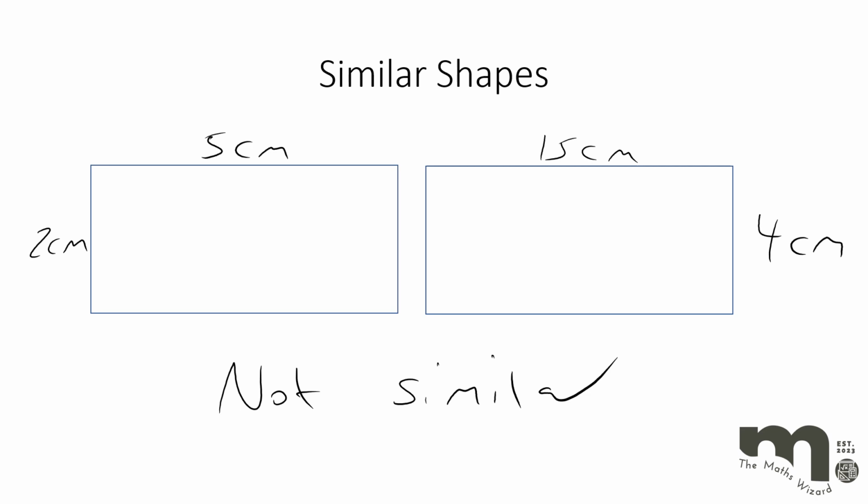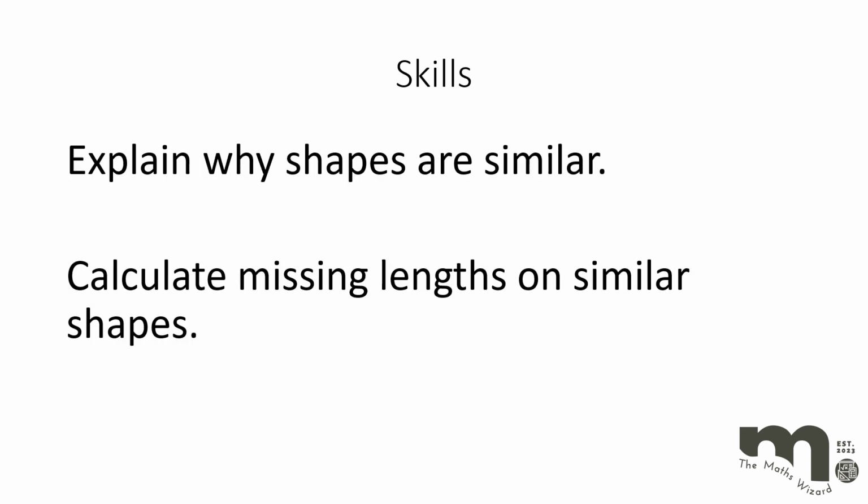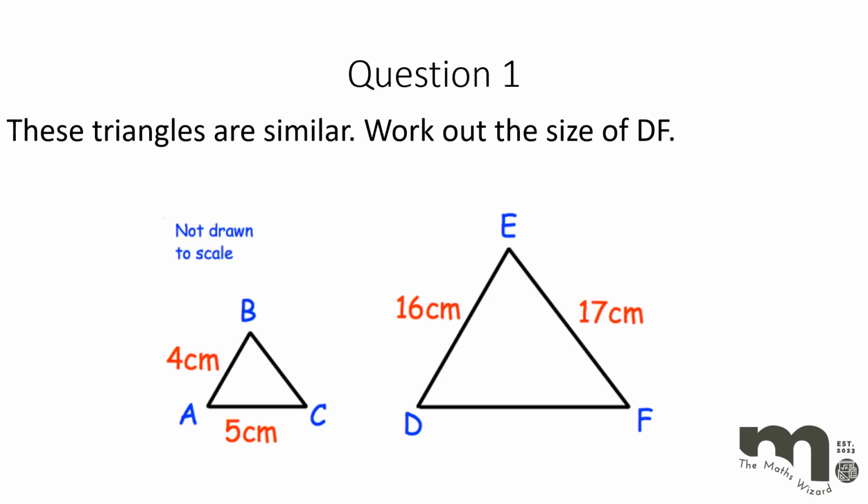Okay, right. So we're going to move on now to calculate some missing lengths on similar shapes. Let's have a look at some examples. These two triangles are similar here. All I would like you to do is work out the side DF, so this side at the bottom between points D and F. If you pause your video and have a go.